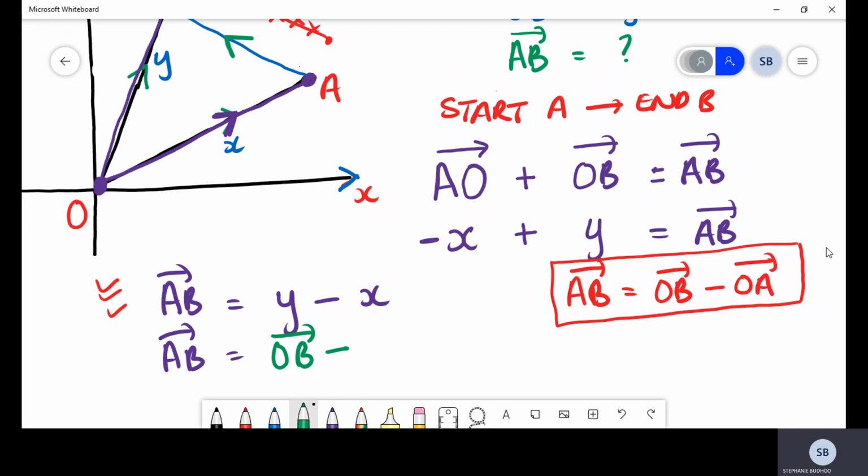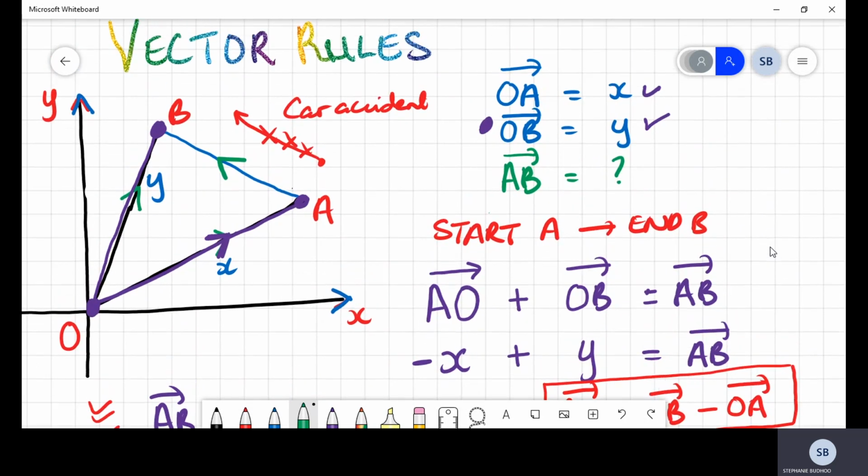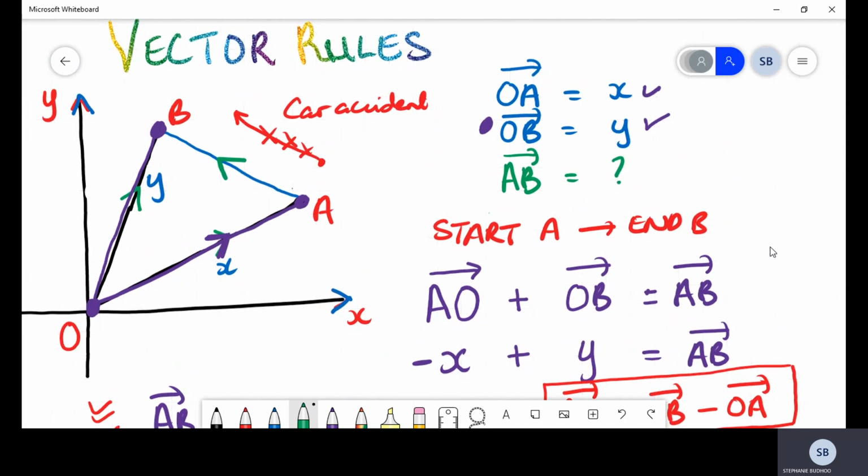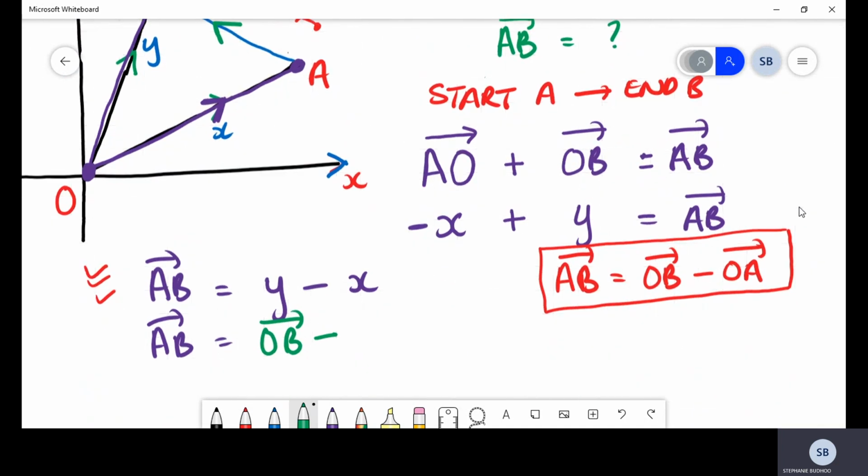Well, if you go back in the beginning, you can see that your vector OA is equal to x. So we are going to replace the magnitude x with its vector OA. Now, do you see it? There's your rule. And that's how you get it, folks.